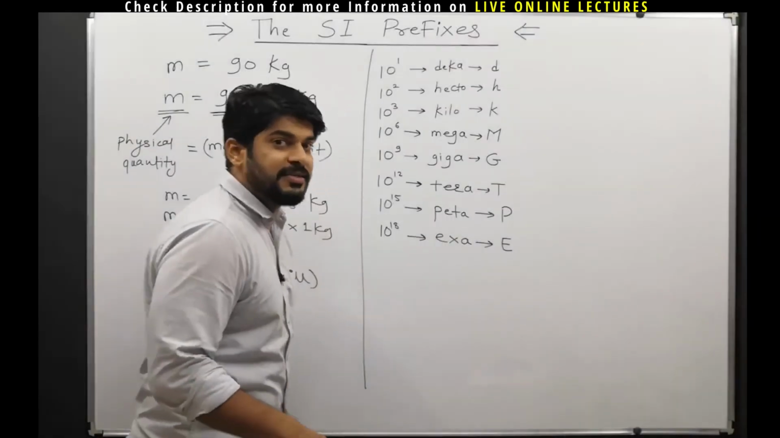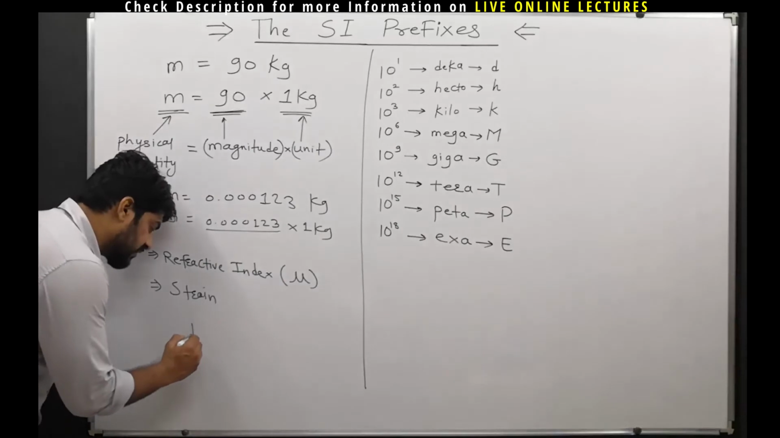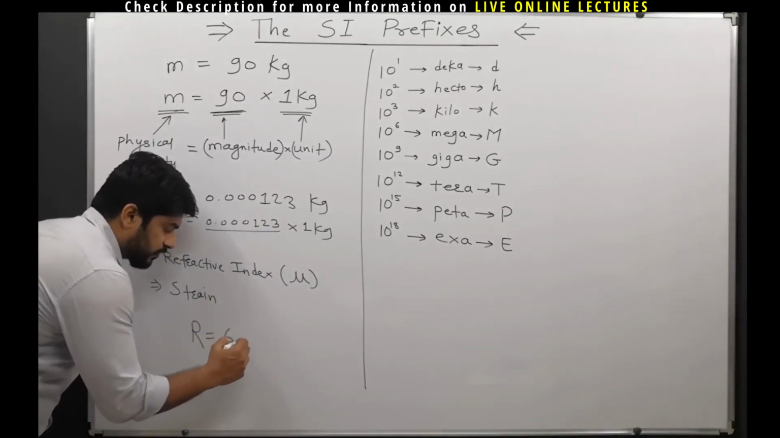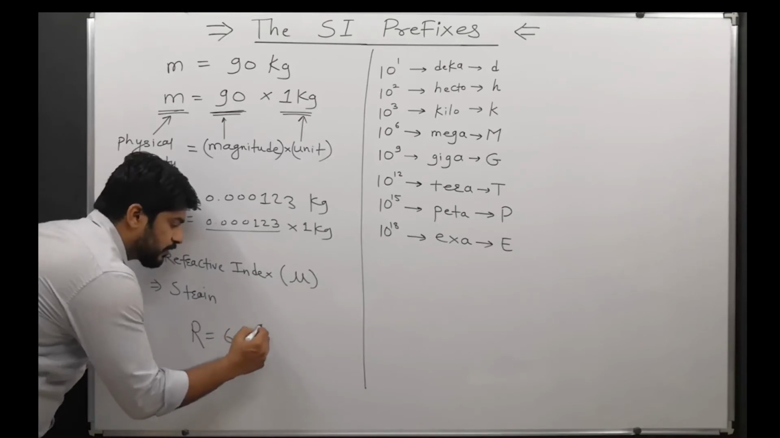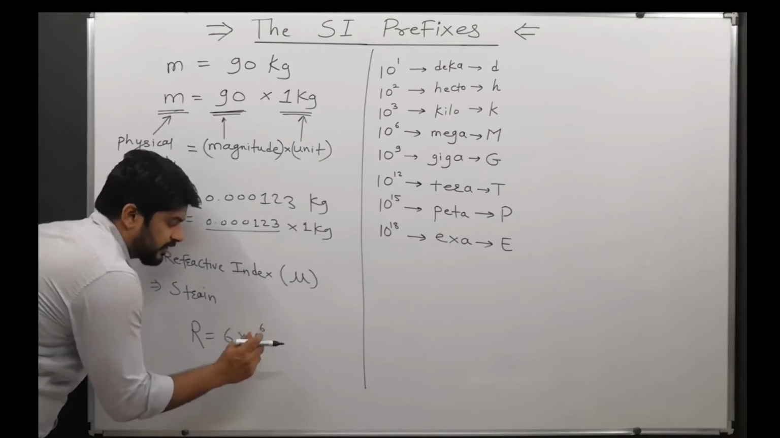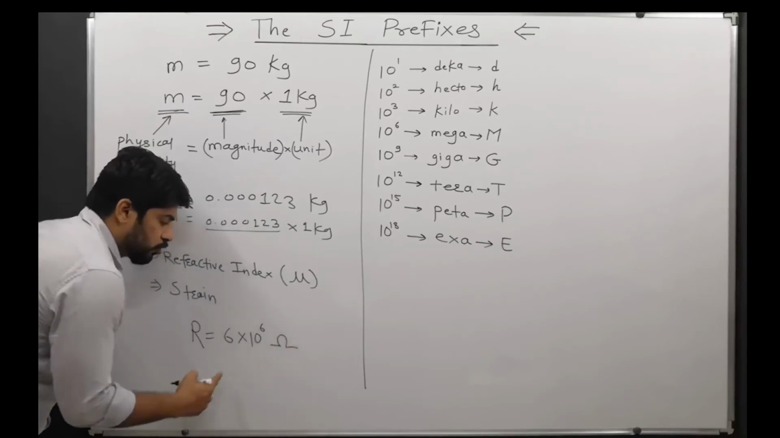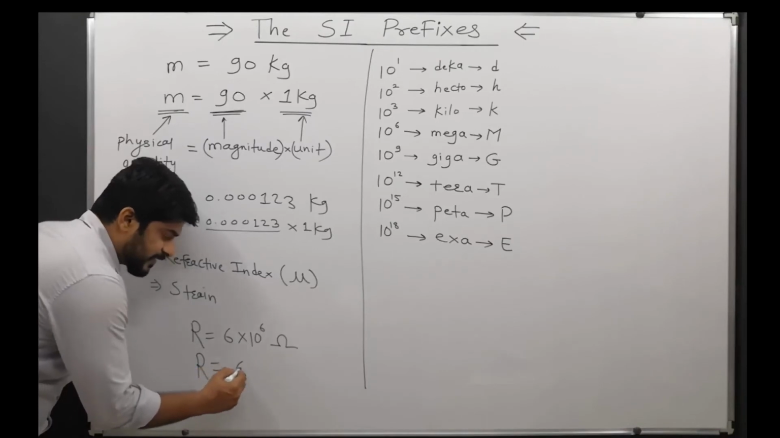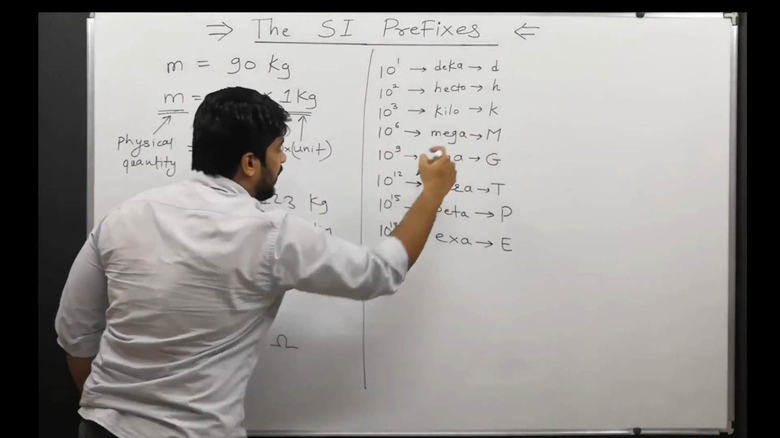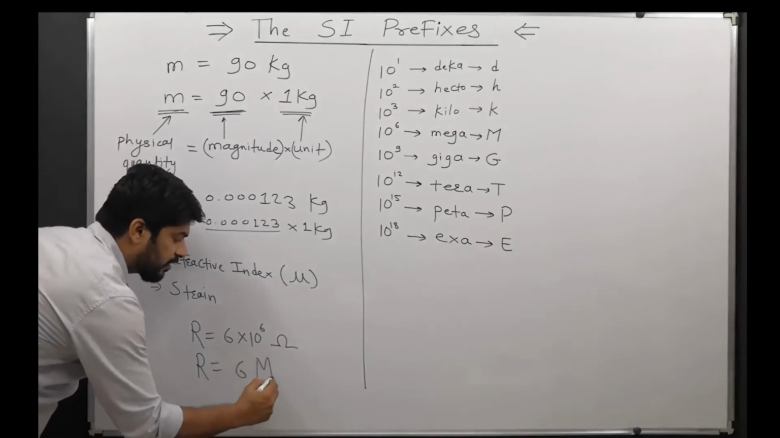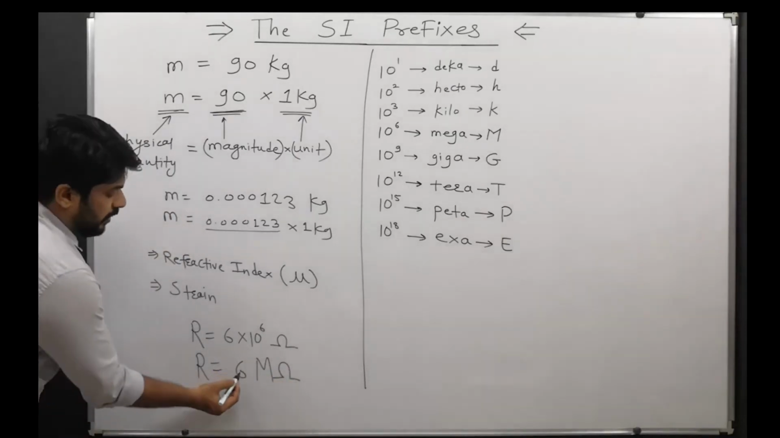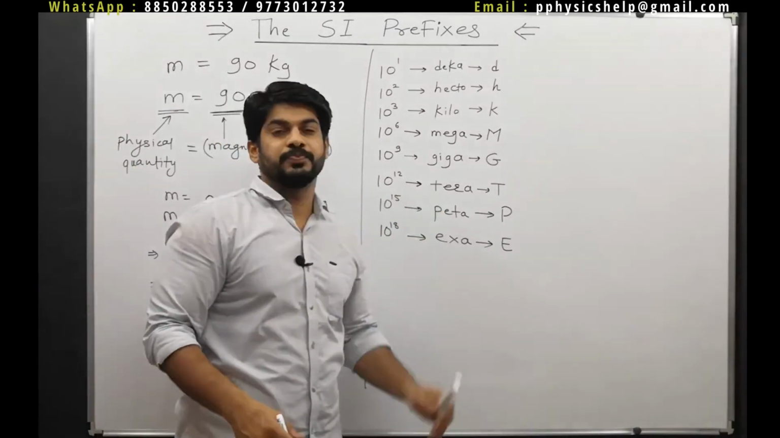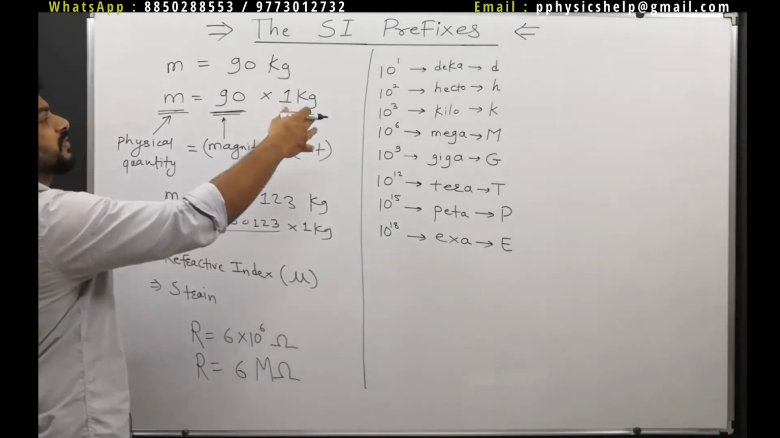So for example, let's say the electrical resistance R is about 6 into 10 raised to 6 ohms. So instead of writing this 10 raised to 6, we will write just 6. See here, 10 raised to 6 is what? Mega. So we will just write 6 mega ohm. That is how we will write it, and in that way, similarly, we can use others also. So these are the positive powers of 10.